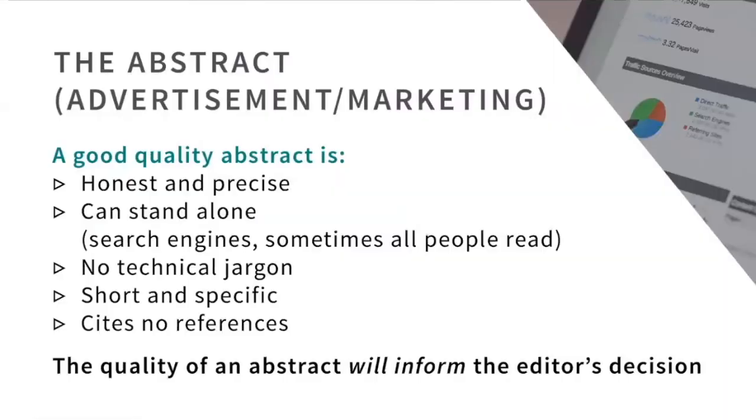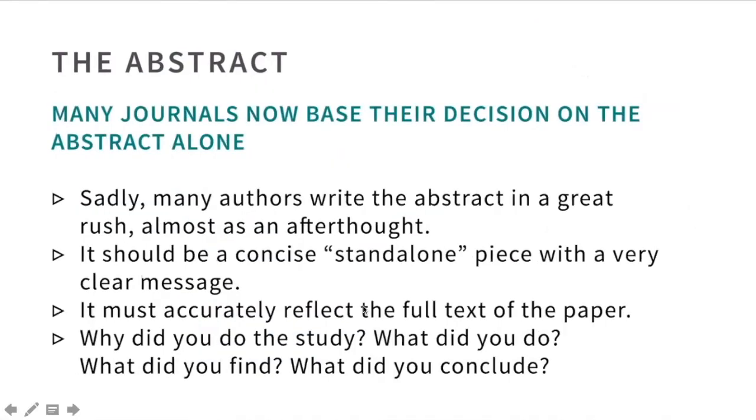Having said that, again, your abstract, 200 or 300 words, also must be honest and precise. It has to stand alone, no technical jargon, short and specific, and usually citing no references. The quality of your abstract will, of course, inform your editor's decision about whether or not to send your paper out for peer review at all. And lots of people do this in a rush. Lots of people write their abstracts in a great rush, almost as an afterthought.